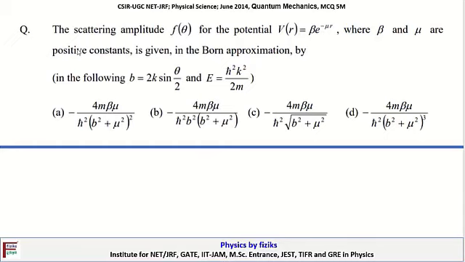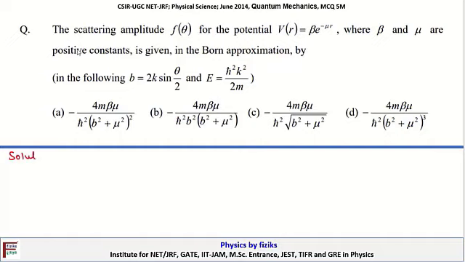The scattering amplitude f theta for the potential V(r) equals beta e to the power minus mu r, where beta and mu are positive constants, is given by Born approximation. In the following, b is equal to 2k sin theta by 2, and E is equal to h square k square by 2m. So we have to determine the scattering amplitude f theta.